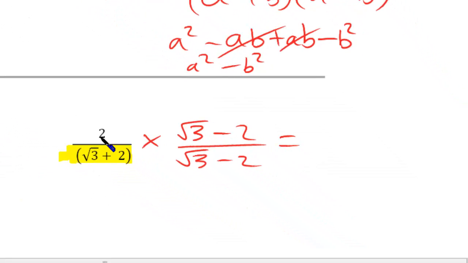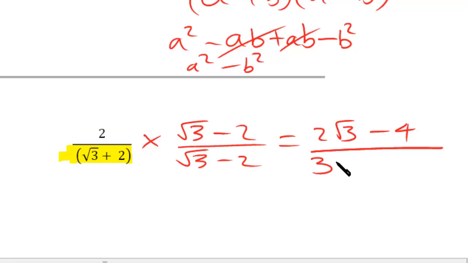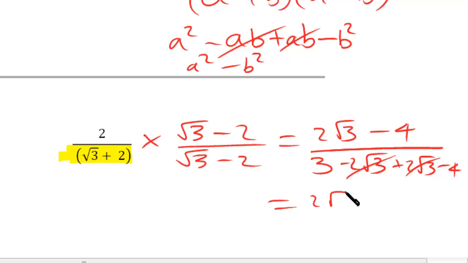So that is equal to 2 times root 3 is 2 root 3. 2 times minus 2 gives me minus 4. All over, and we're going to use FOIL again. First two things times together, root 3 times root 3 is 3. Outer two things is minus 2 root 3. Inner two things, 2 times root 3. Last two things, 2 times minus 2 is minus 4, and we see that these cancel. And that leaves me 2 root 3 minus 4 on the top, and on the bottom I got 3 minus 4, which is minus 1.